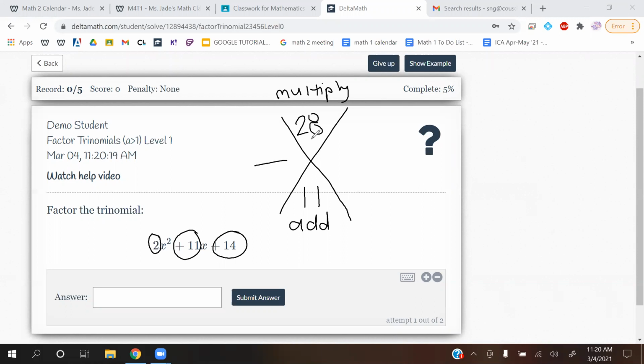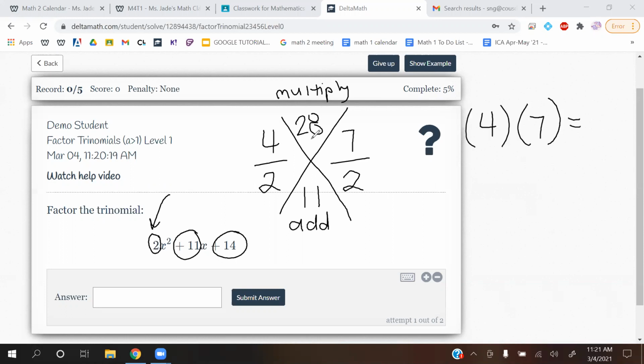And then we're going to make these fractions. What goes on the bottom of our fraction is the a value. So I'm going to put both of these fractions over 2. Now on the numerators, right there where I put my circles, we're going to think of two numbers that multiply to 28 and add to 11. So when I think about that, I think 4 and 7 will multiply and add to those numbers. So let's check. 4 times 7, that gives me 28. We're good. What about 4 plus 7? That gives me 11. Also works.